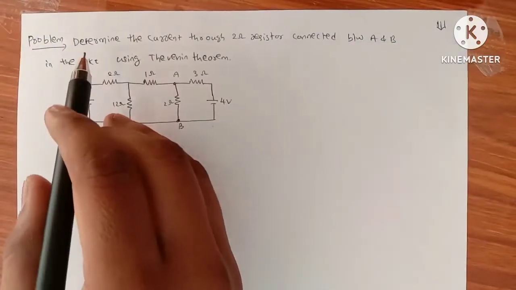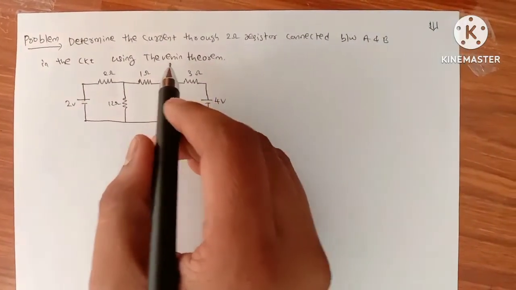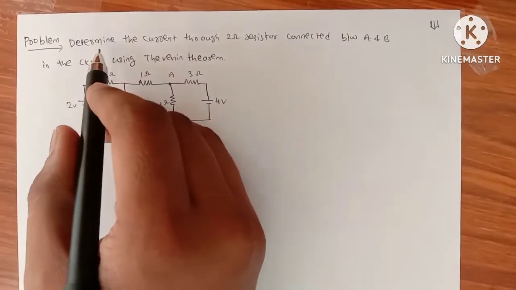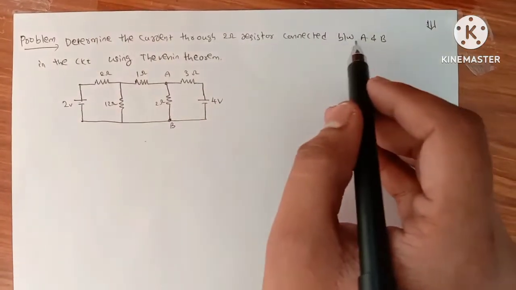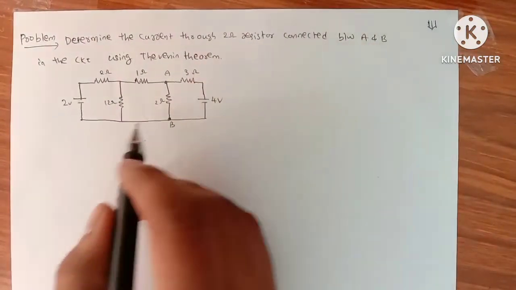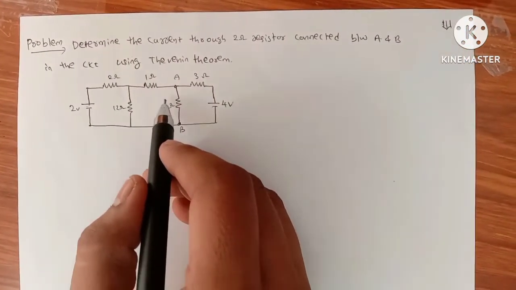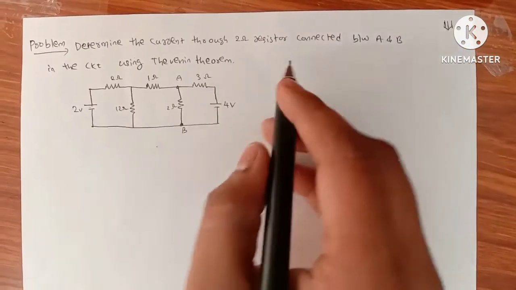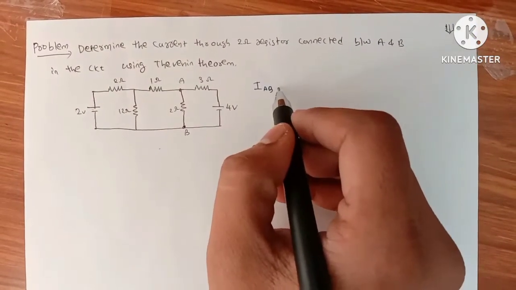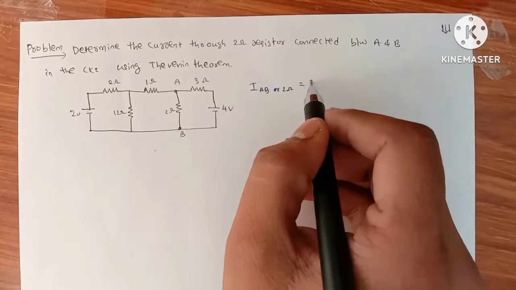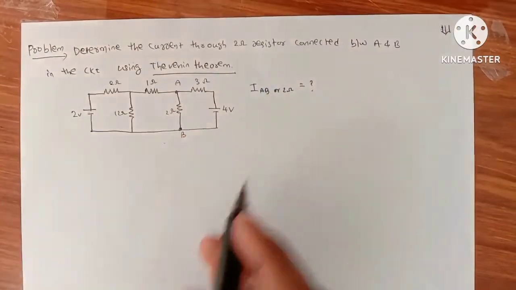In this video, we are going to see one more problem on Thevenin's theorem. What is the question given? Determine the current through the 2 ohms resistor connected between A and B. So he asked to find the current through A and B, which is flowing through the 2 ohms resistor, in the circuit using Thevenin's theorem.